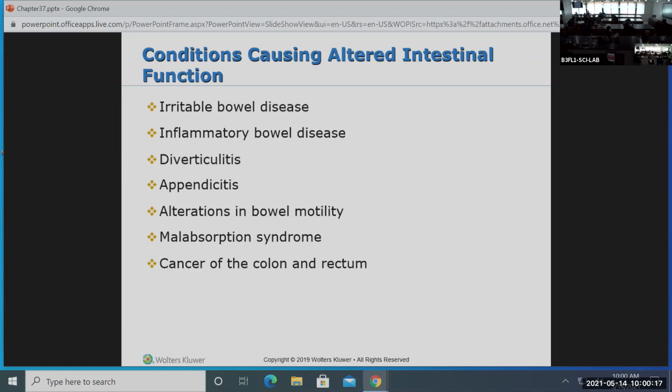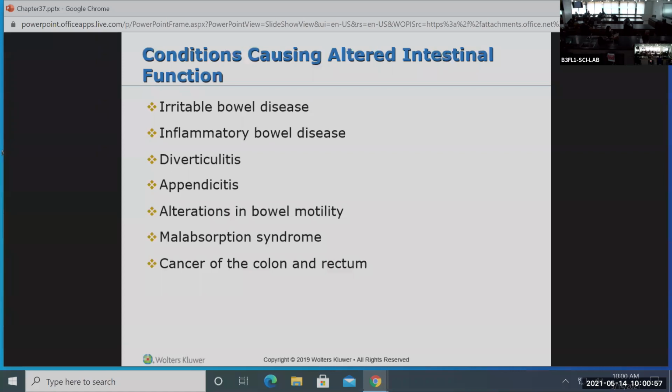All these conditions causing altered intestinal functions are important. Please remember, number one is irritable bowel syndrome. Number two is inflammatory bowel disease. Number three is diverticulitis. Next is appendicitis. Alteration in the bowel motility. What's motility? Movement.